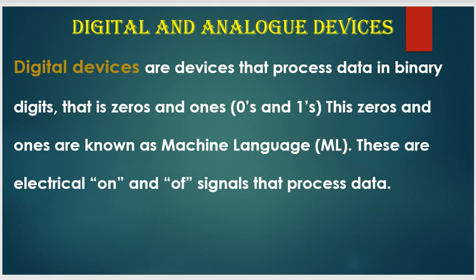Okay, so let's look at what digital and analog devices are in computing. Digital devices are devices that process data in binary digits, and these binary digits are referred to as the zeros and ones. Okay, they are also known as machine language.